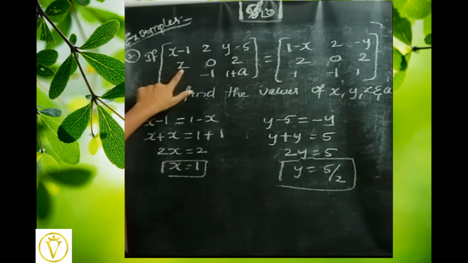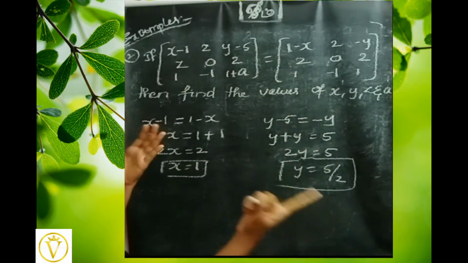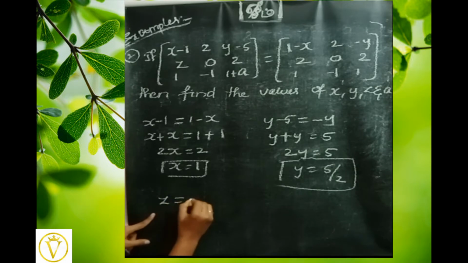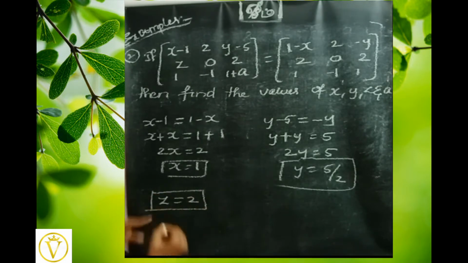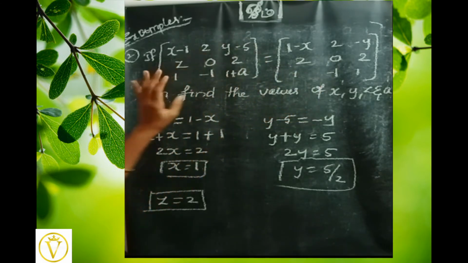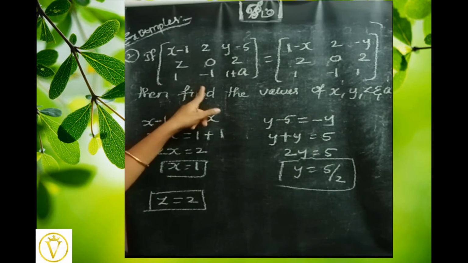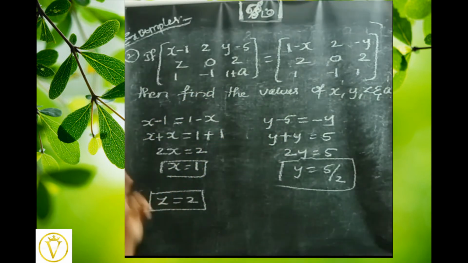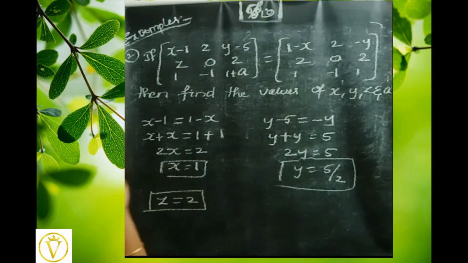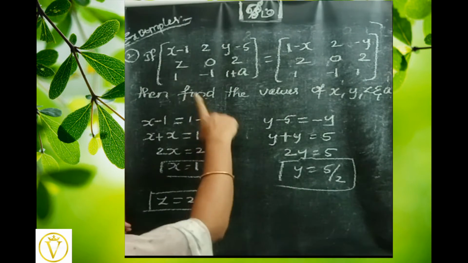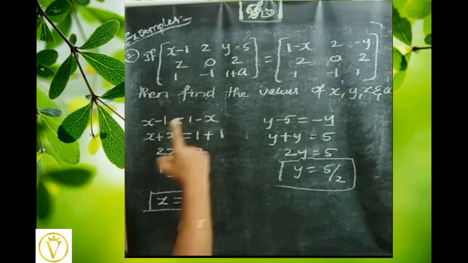Next, z equals 2. Here there is no equating, so directly you can write z equals 2, because by seeing it you can say z equals 2. Next, 0, 0, leave it. 2, 2, leave it. 1, 1, leave it. Minus 1, leave it. Because the two matrices are equal, both the elements have to be equal for each of the matrix.